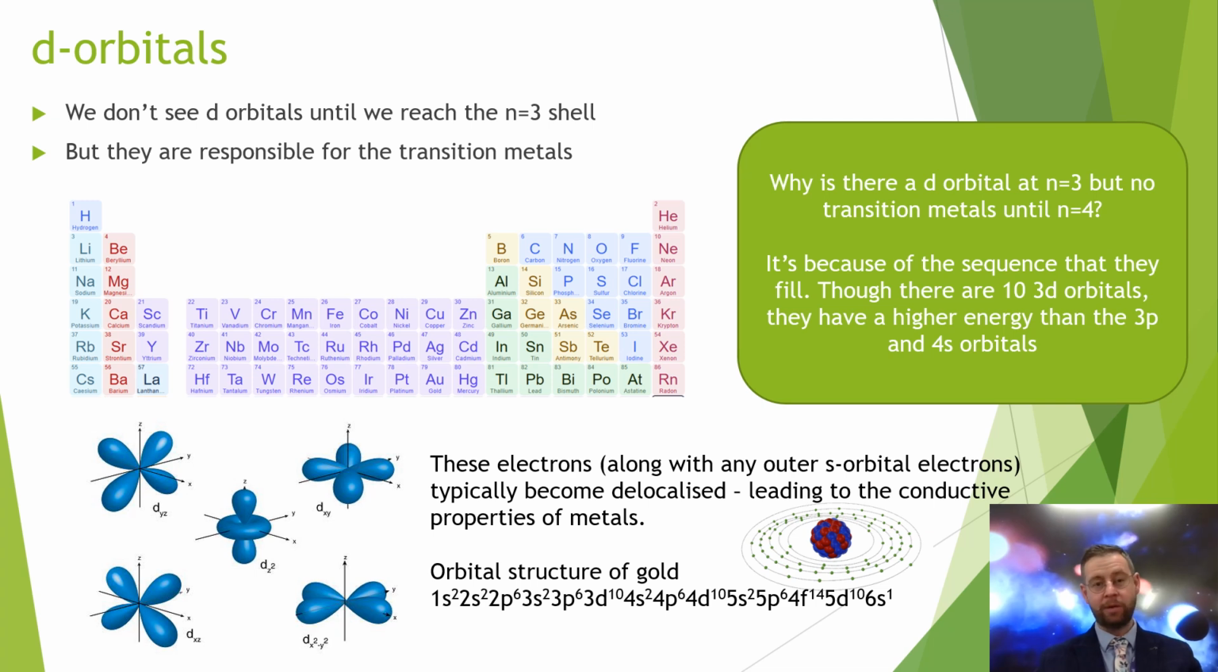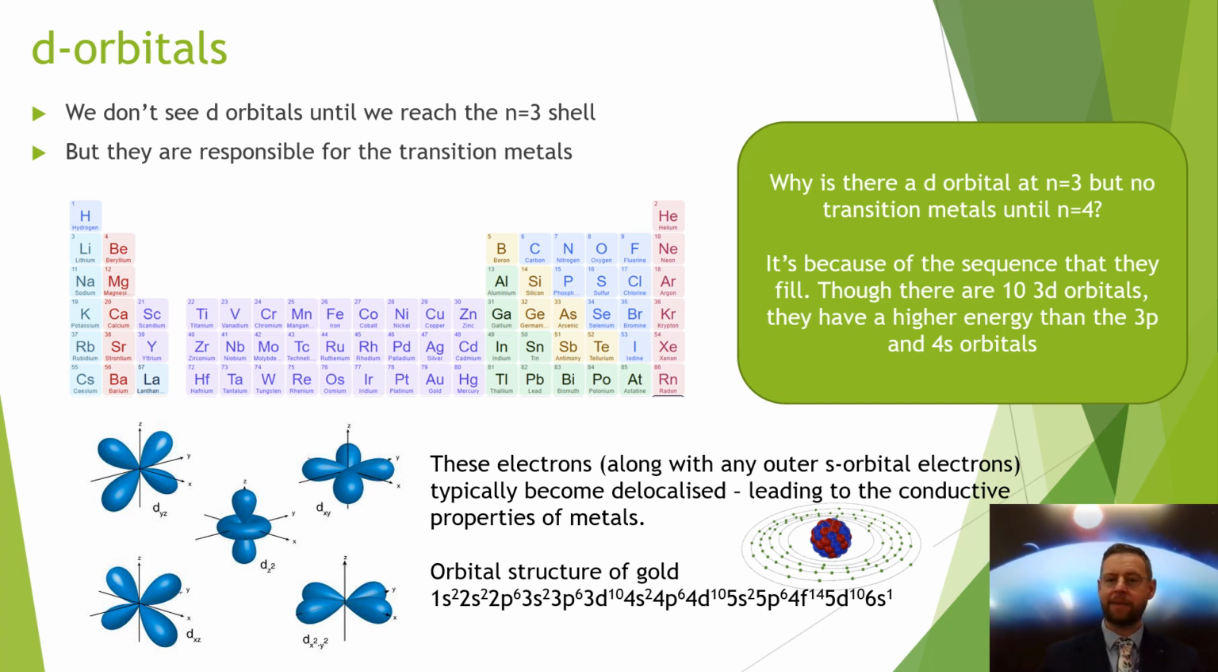Beyond those p orbitals and in the third shell, we have these things, d orbitals. 10 electrons can exist in a variety of different 4-leaf clover-shaped orbitals and 1 donut shape. These extend really quite far away from the nucleus and are responsible for the electron configurations of all of the transition metals. That's why they're sometimes called the d block metals.